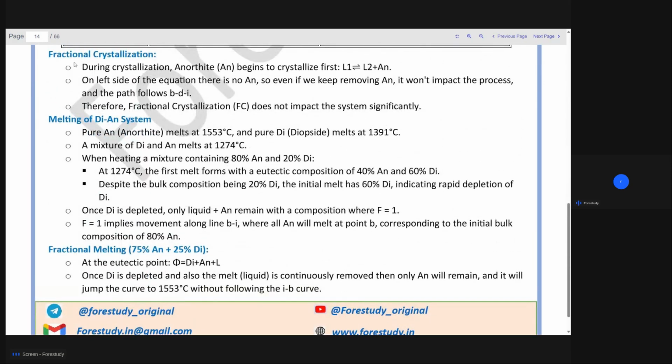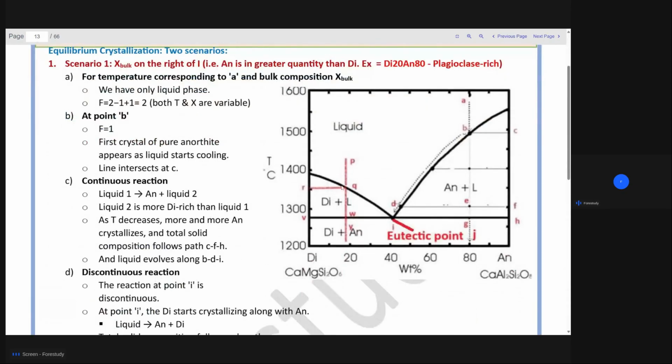Okay, now fractional crystallization. During crystallization, anorthite (An) begins to crystallize first, whereas the liquid gives L2 plus anorthite. Now we will talk about fractional crystallization, where we take out the crystals or the melt and then carry out the reaction. On the left-hand side of the equation there is no anorthite, so even if we keep removing anorthite, it won't impact the process, and the path will follow B, D, and I. The same thing will happen because it is giving anorthite and we are taking anorthite out.